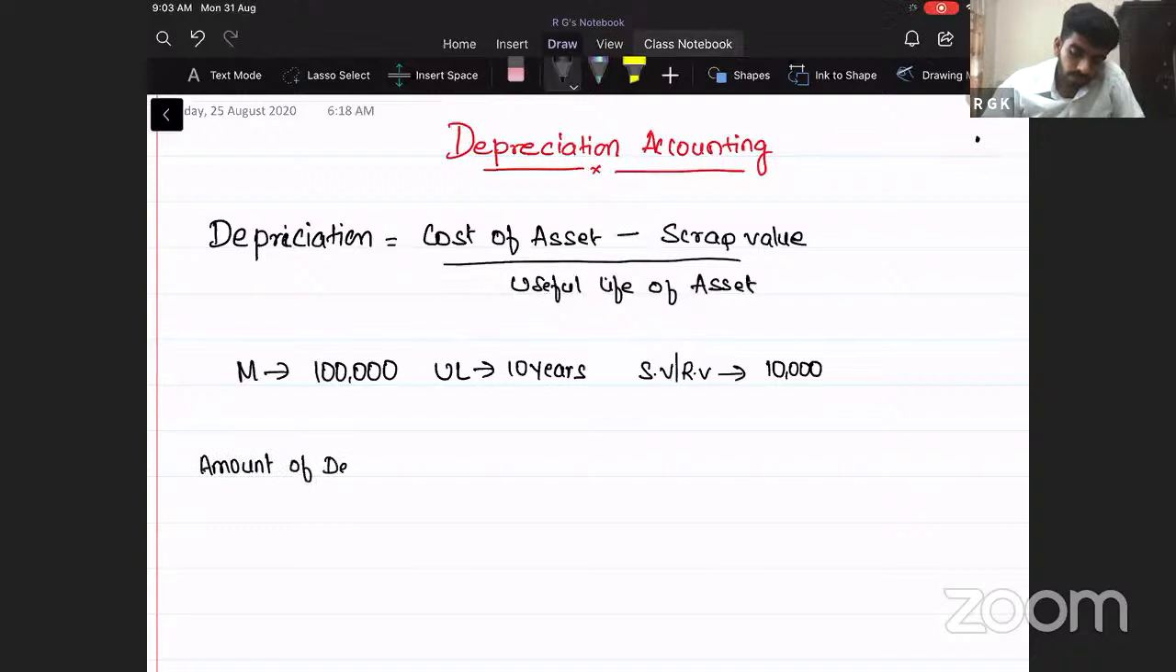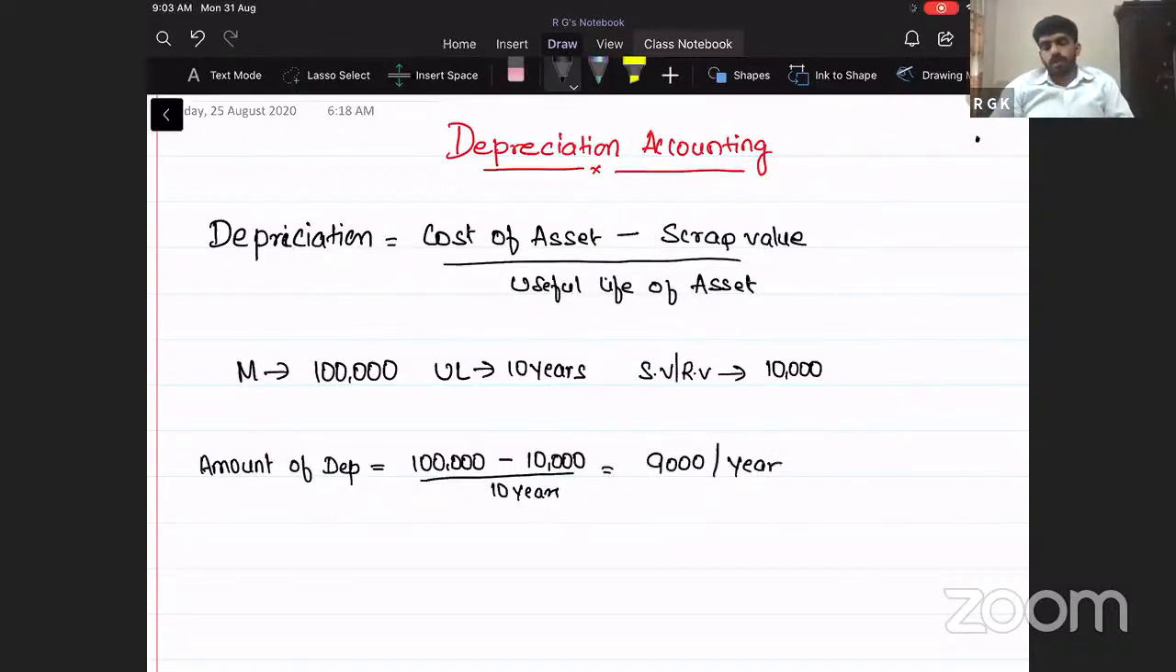Based on this, if I have to compute the amount of depreciation, as we have written here, based on the formula, what will you write? Cost of asset 1 lakh rupees minus scrap value 10,000 rupees. Now what is the depreciable value? Depreciable value is 90,000 rupees. 90,000 divided by 10 years will give you the amount of depreciation per year. Per year amount of depreciation will be 9,000 rupees. If you depreciate 9,000 rupees per year for the next 10 years, the value of the asset will be 10,000 rupees, and it is expected that you will sell the asset after 10 years for 10,000 rupees. So this is how you will compute the amount of depreciation.